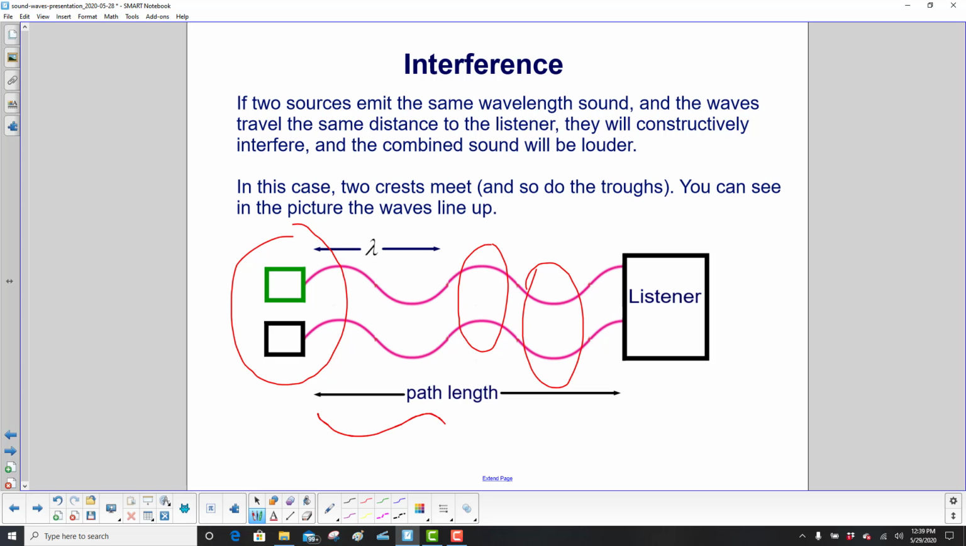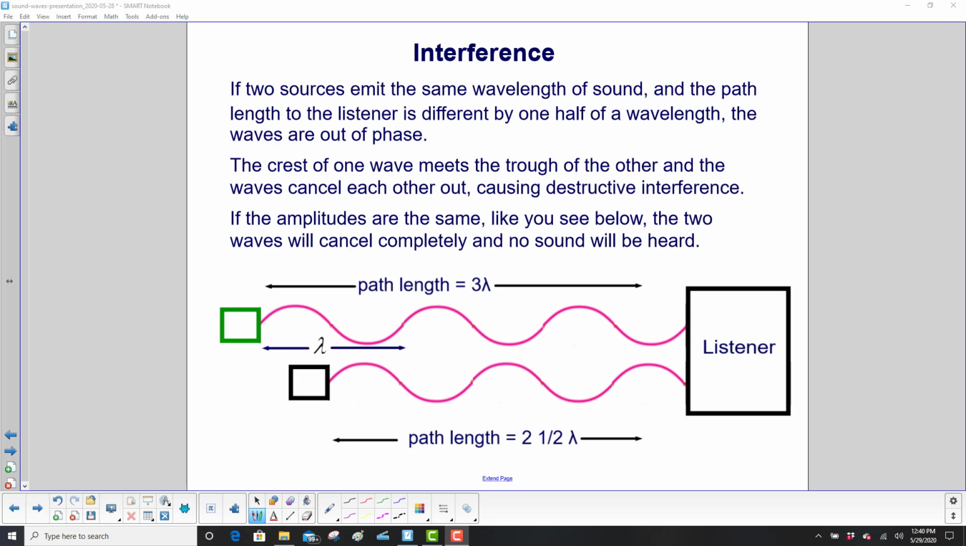But over here, we're going to define this as our path length. And our wavelength starts here, and you have to go to where it starts repeating again, which is right there. So that is one full wave. So here we're having constructive interference.